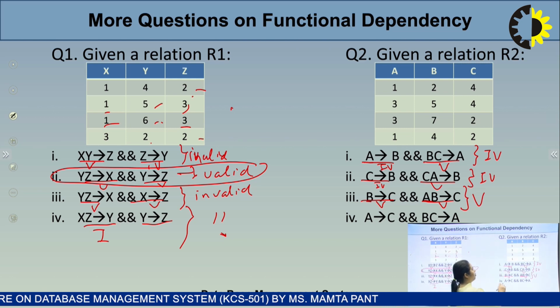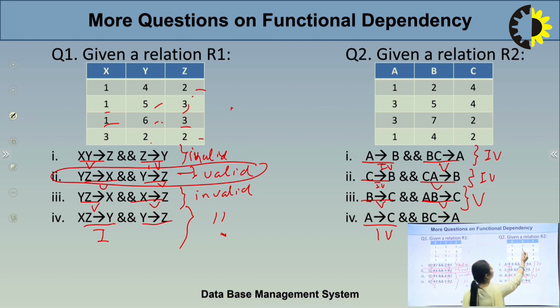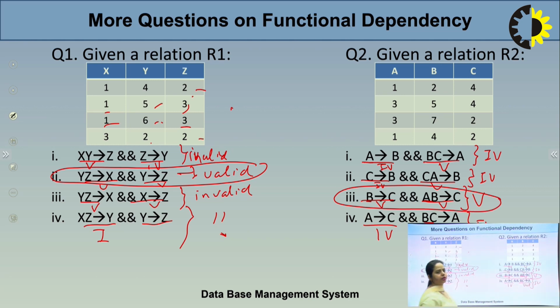Next, on the value of A: 1 4, 1 2. This will violate the conditions of functional dependency, so this is invalid. And BC tends to A. The values of BC are distinct, so this will be a valid functional dependency, but combinedly it is invalid. So only option number 3 is the valid functional dependency.